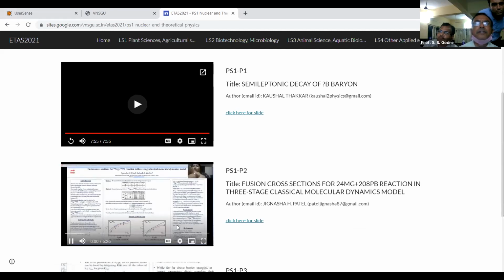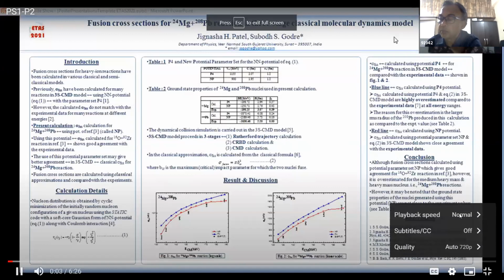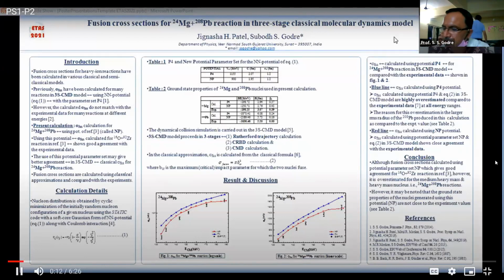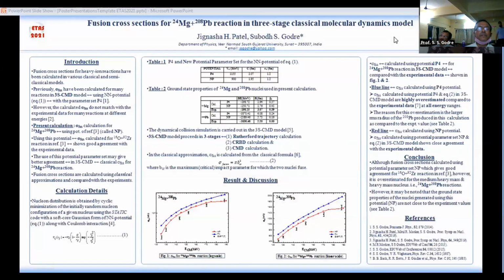Jigisa Patel and Professor Subodh Bodre, fusion cross-section for the magnesium-lead reaction. Dear friends, my name is Jigisa Patel and I am pursuing my PhD under the guidance of Dr. Subodh S. Bodre sir. Today I am going to deliver my presentation on the fusion cross-section for the 24 magnesium plus 208 lead reaction in 3-stage classical molecular dynamics models. Let's start with the introduction. Fusion cross-sections for heavy ion reactions have been calculated in various classical and semi-classical models.